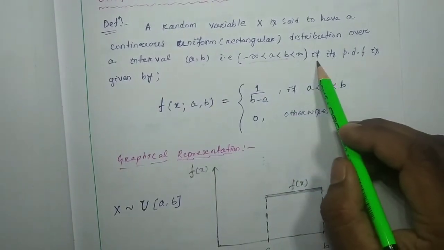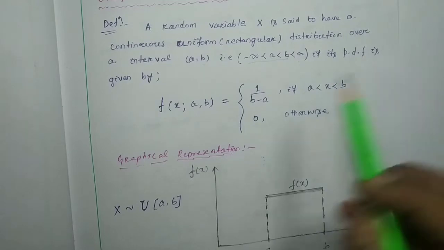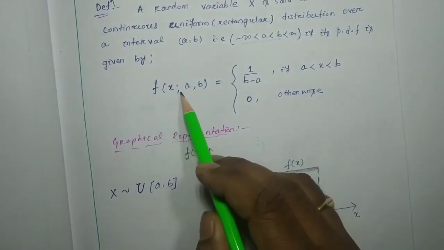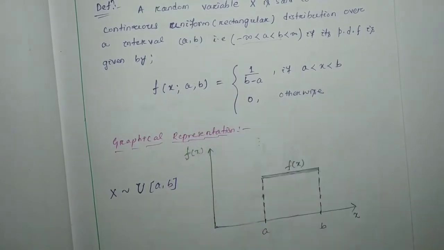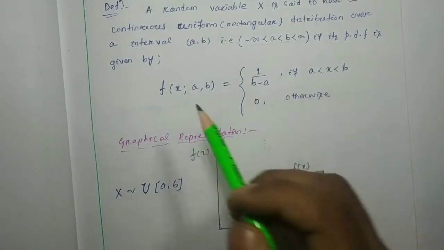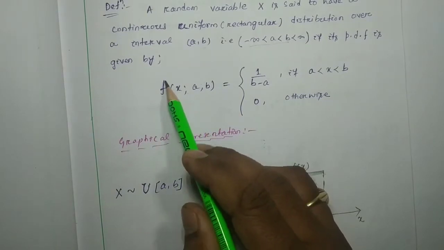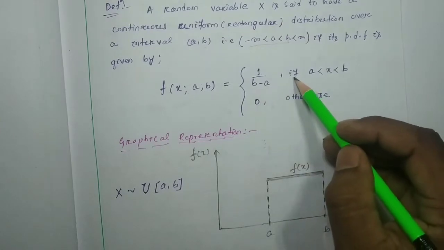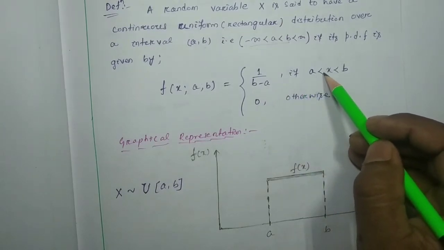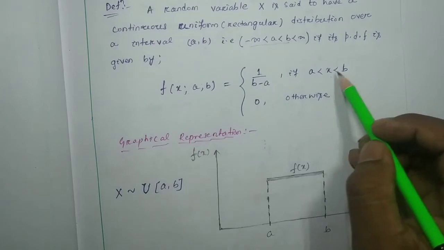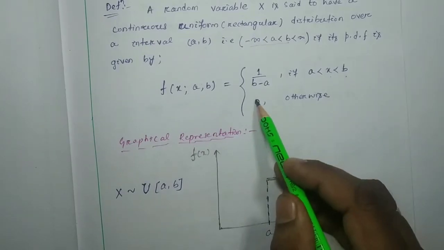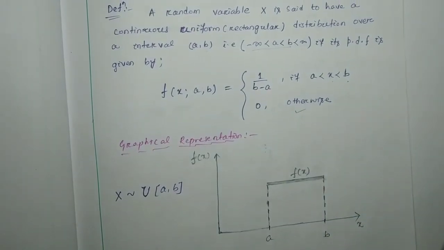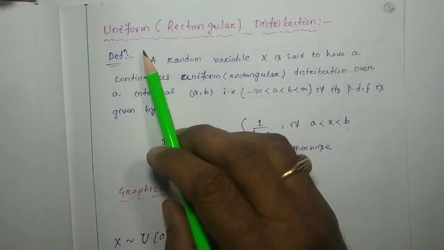Its p.d.f. is given by: if x follows U(a, b), then f(x) equals 1 by b minus a, if a is less than x, less than b, otherwise 0. This is the so-called p.d.f. of the uniform or rectangular distribution.